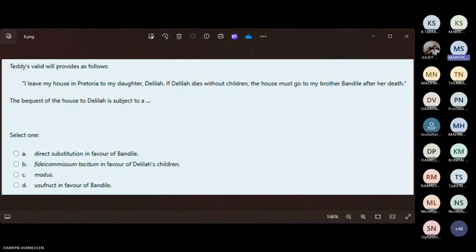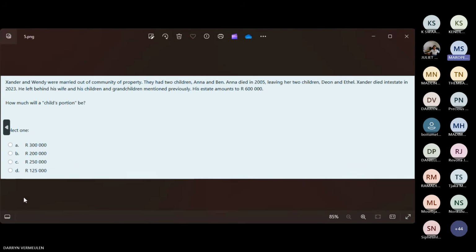On the previous question, you are saying the spouse will get 250,000, and then what will be left is 350,000. And then on the 350,000, you will have to divide it by 2, which will give 175,000 each. And here we're speaking of 200,000.